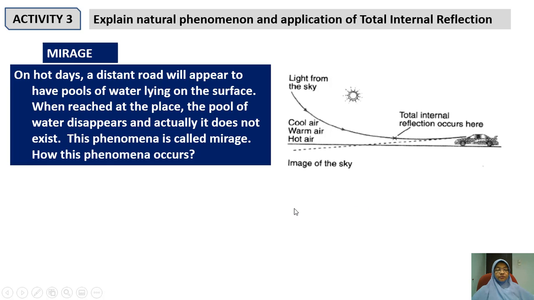Okay, now we move on to the last part: explain natural phenomena and applications of total internal reflection.